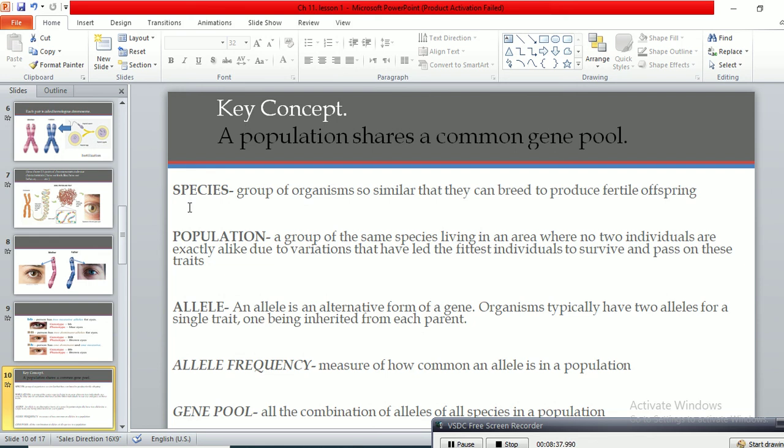But not in all cases is this offspring fertile, meaning being able to give more babies later on and mating. If this happens, then they do not belong to one species. If they can reproduce and give a fertile offspring that can successfully reproduce later on, then they belong to one species. Next, population. Population: a group of the same species living in an area where no two individuals are exactly alike, due to variation that has led the fittest individual to survive and pass on these traits.